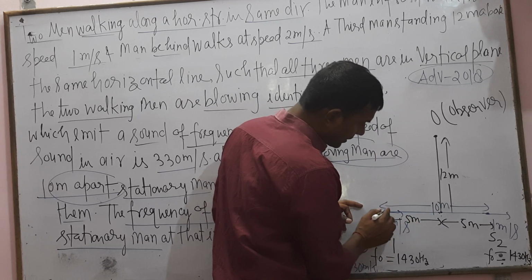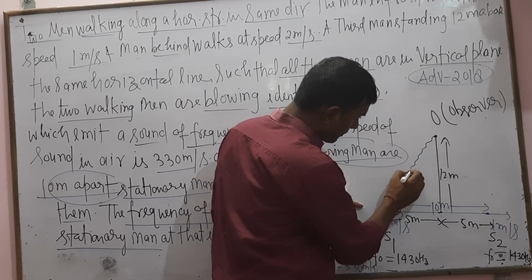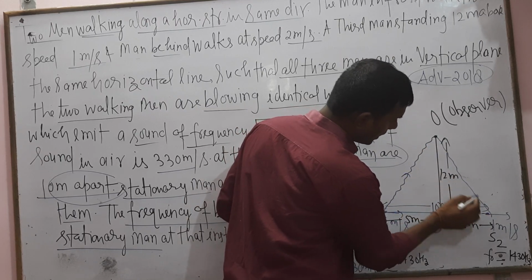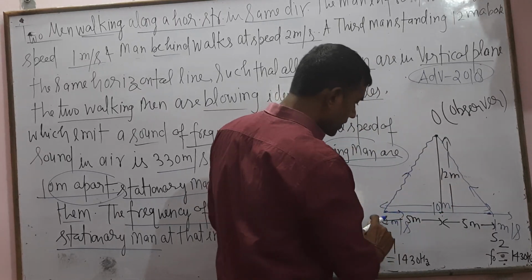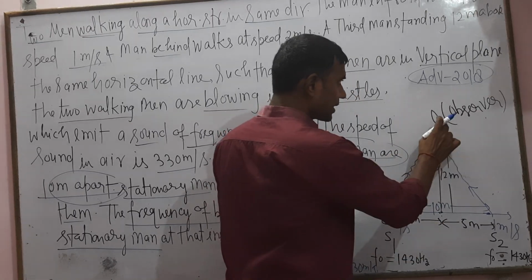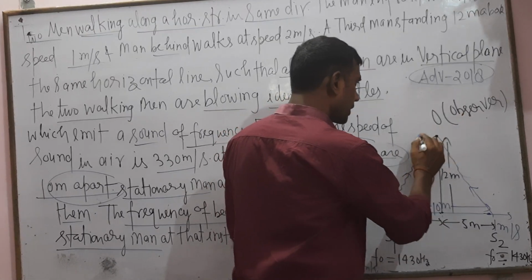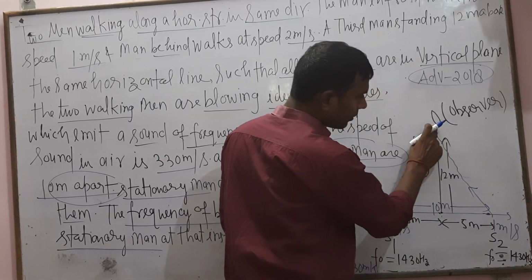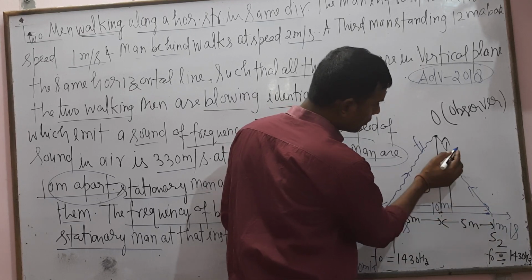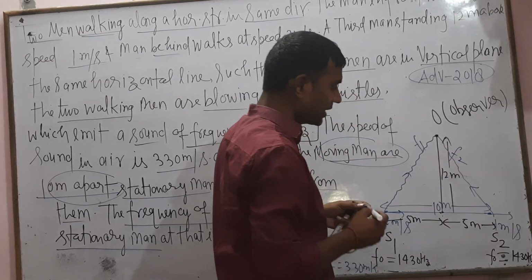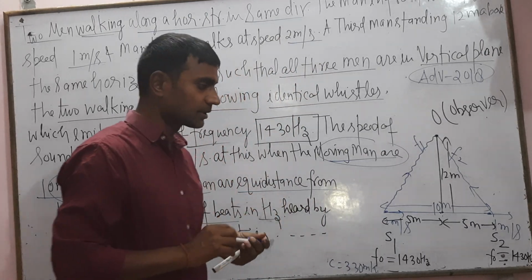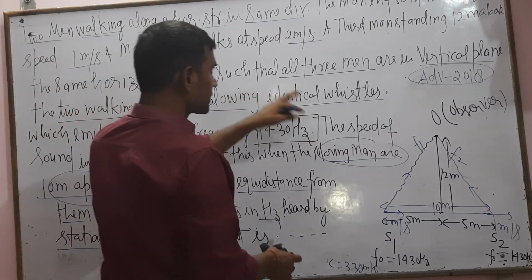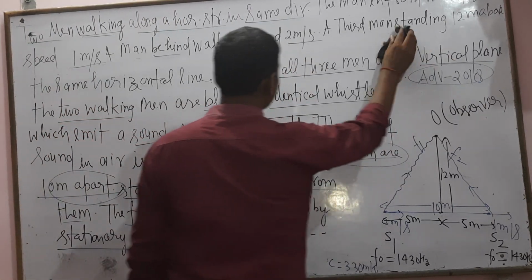If this frequency is at this instant, then the frequency is going at that situation. Also the frequency is going at that situation. So if the apparent frequency heard by the rest man at point O is F1, and the apparent frequency from S2 is F2, we need the beat frequency. The beat frequency is F1 minus F2. All conditions will be given. This question is from Advanced 2018.